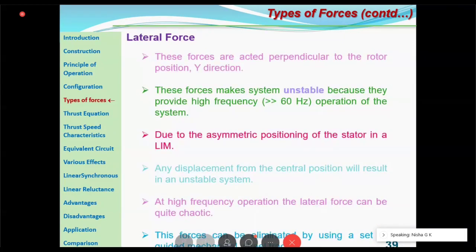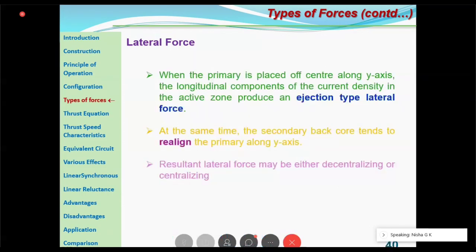And we will see the lateral force. These forces act perpendicular to the direction of motion, that is the y direction. These forces make the system unstable at frequencies greater than 60 hertz. Due to asymmetric positioning of the stator and reaction plate, any displacement from the central position will result in an unstable system. So at high frequency operation, the lateral force can be quite chaotic. In the lateral force, mainly you will have an ejection type lateral force and a realigning primary force. The resultant lateral force may be either decentralizing or centralizing the primary.